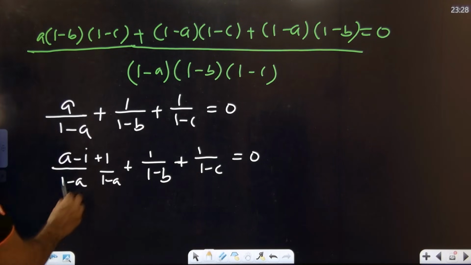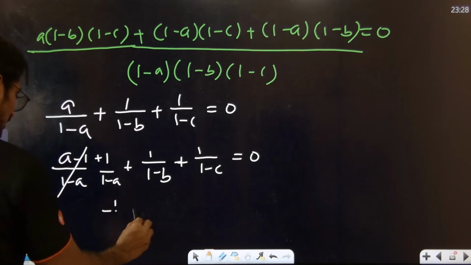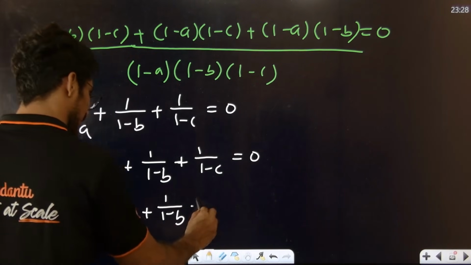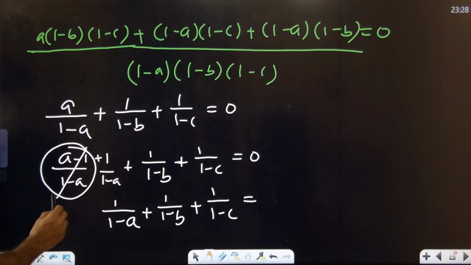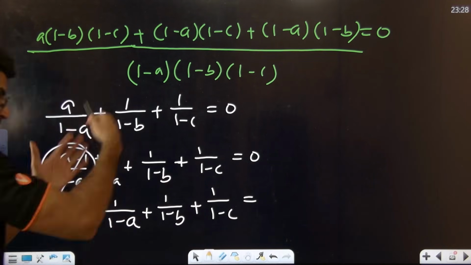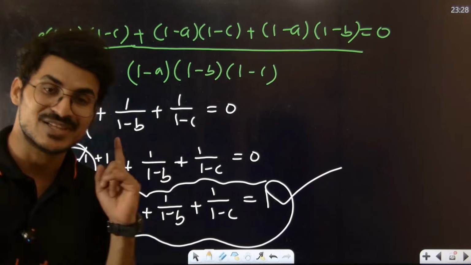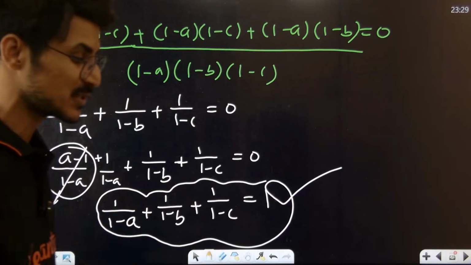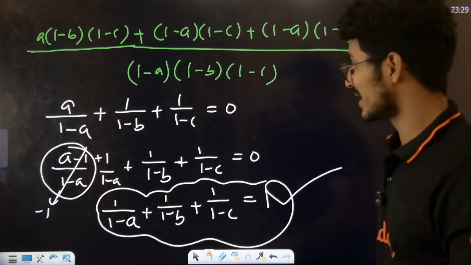So, sir, if we cancel this, what is it? Minus 1. So 1 by 1 minus A plus 1 by 1 minus B plus 1 by 1 minus C. This is minus 1 basically. If I shift minus 1 to that side, it becomes 1. So the answer, sir? 1. Any doubts? The same type of question you might have studied in your matrices and determinants chapter as well. In determinants also you might have got this kind of question. So the final answer is 1.